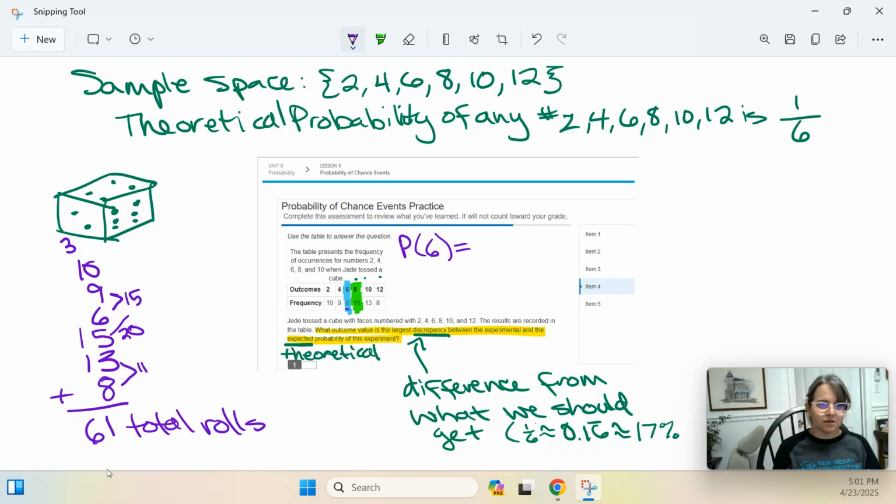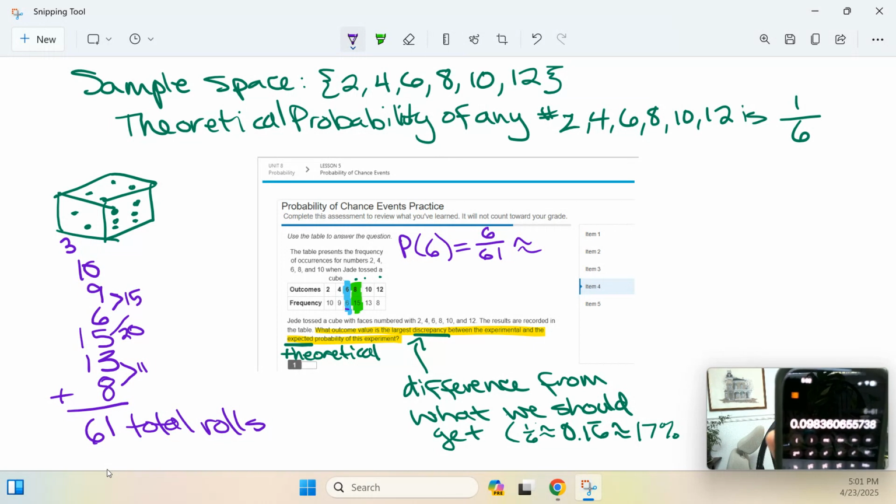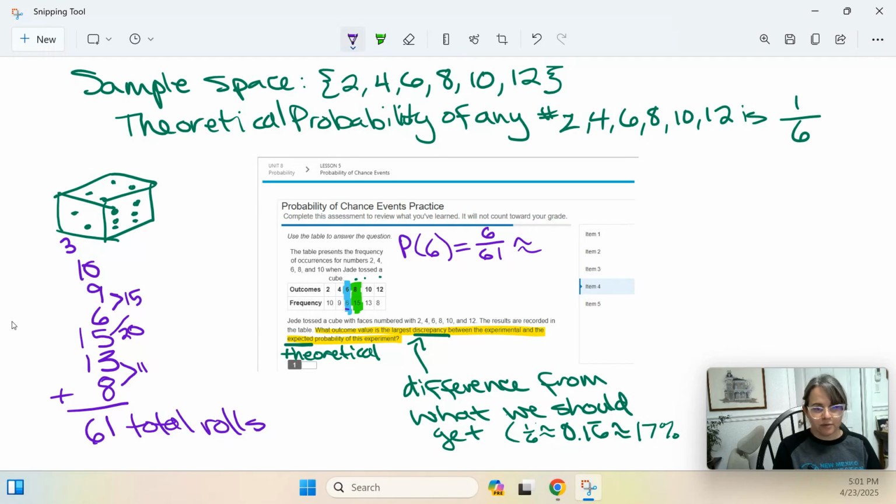So the probability of a 6 was, we got 6 of them out of 61 total. I'm going to go ahead and change that into a decimal and a percent. So 6 divided by 61 is 0.0983 and keeps going. So 0.098. I'm going to say that's approximately 0.10 or 10%. So if it's 10 and I was supposed to get 17, that's a pretty big discrepancy.